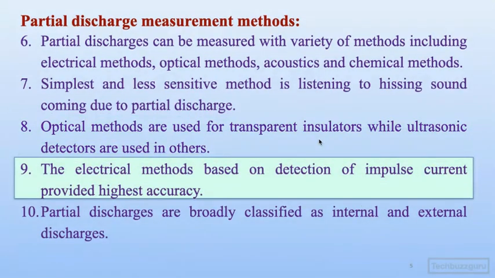Electrical methods based on detection of impulse current provide the highest accuracy. So we realize why this topic is landing here: electrical methods provide the highest accuracy, because they take into account various parameters, the frequency of the discharge and others. It measures the current pulse, voltage pulse. Electrical methods of detection using impulse current provide the highest accuracy.